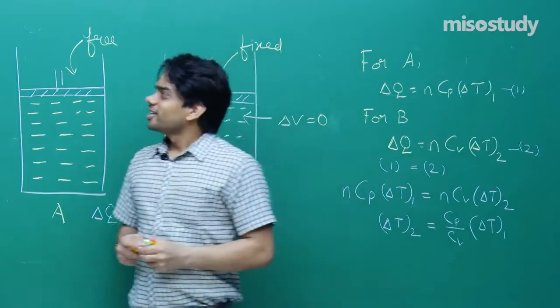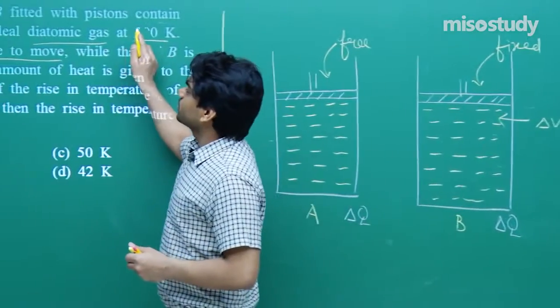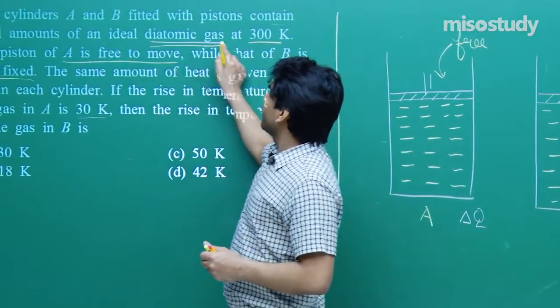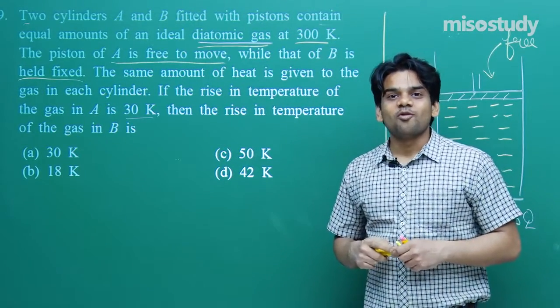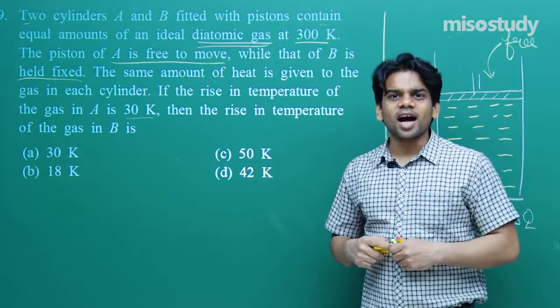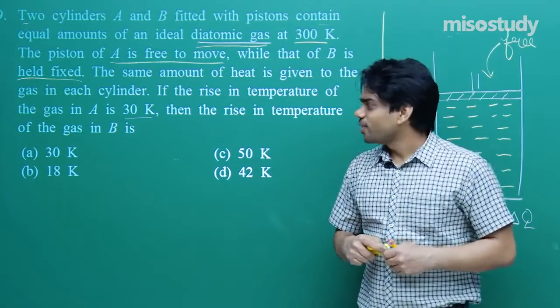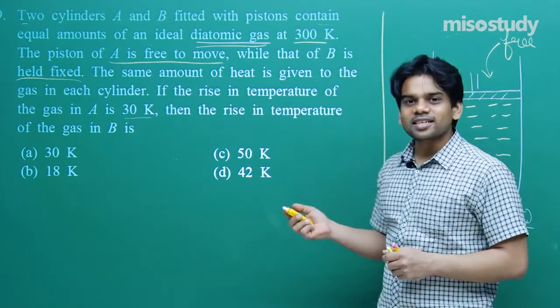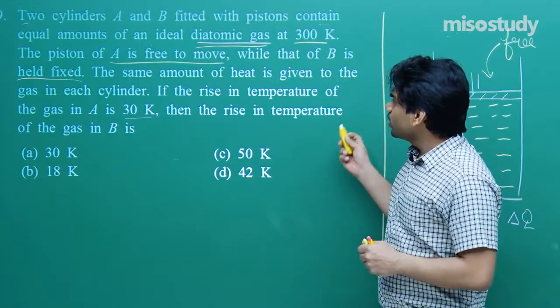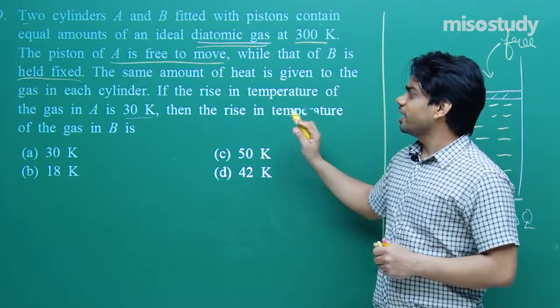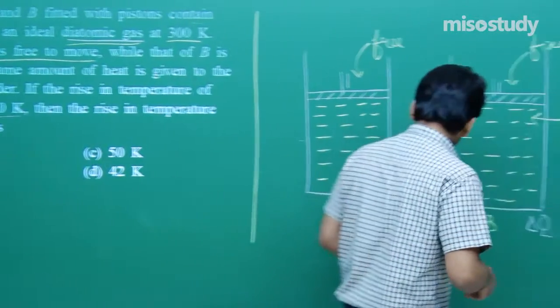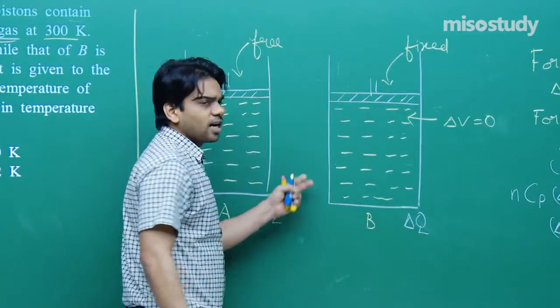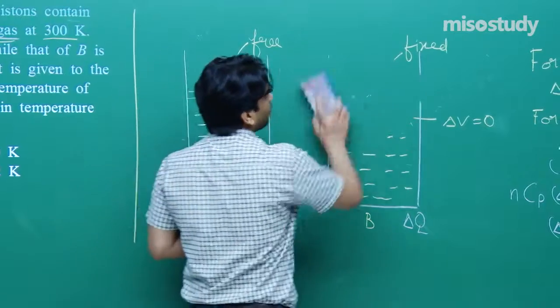Now you see here, it says that two cylinders A and B fitted with piston contain equal amount of ideal diatomic gas. Diatomic gas, what is the value of Cp by Cv? That is gamma, that is 7 by 5. We can easily say that that's 7 by 5. Now you see here, the rising temperature of the gas in A is 30 Kelvin, so delta T1 is given as 30 Kelvin. Put Cp by Cv as 7 by 5, and I think that we can rub this, it's no more required.